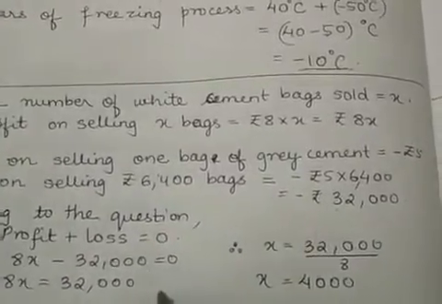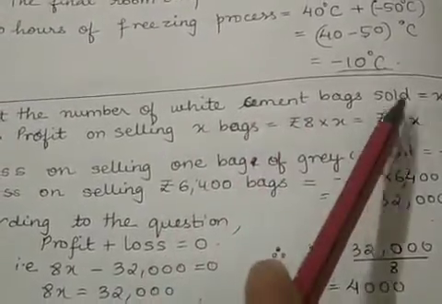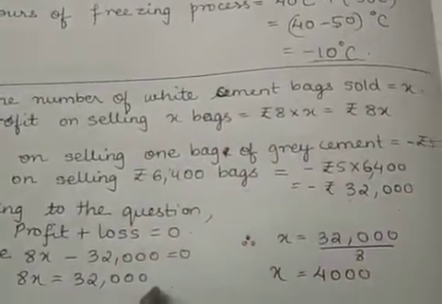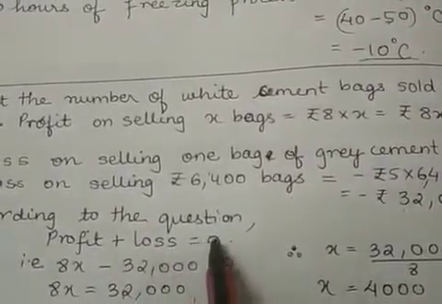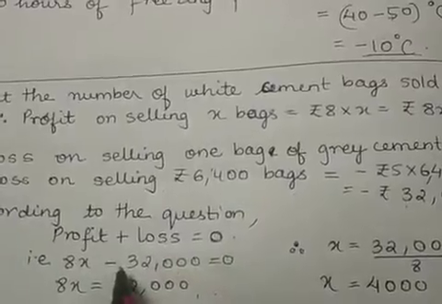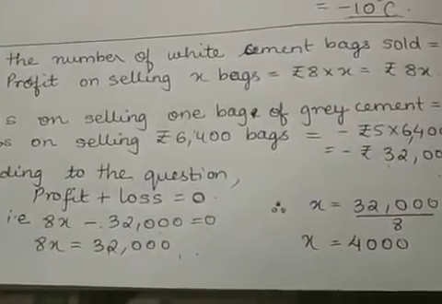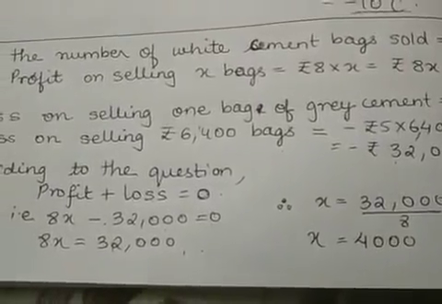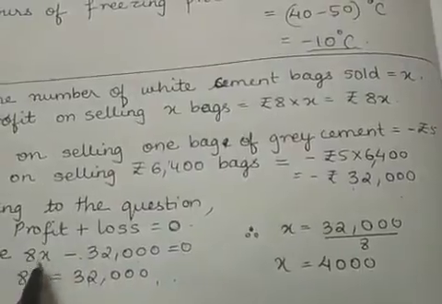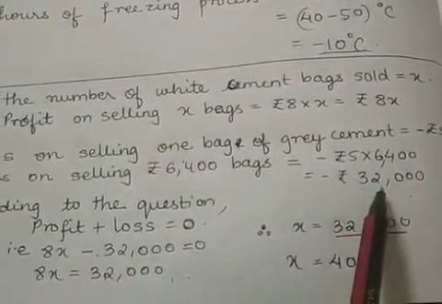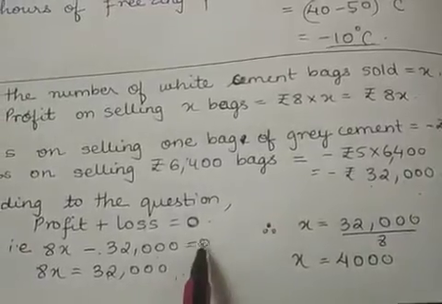Now according to the question, you have to find out how many white cement bags he has to sell, so that there is neither profit nor loss. Means what? Your profit plus loss should be equal to 0. Okay, so according to the question, the profit and the loss should be equal to 0. Now what is the profit? Profit is 8x. So 8x plus loss, which is minus 32,000, is equal to 0.